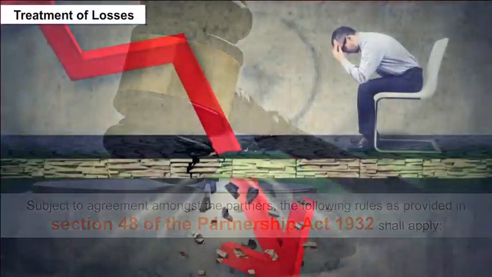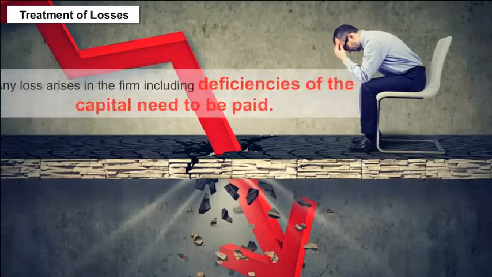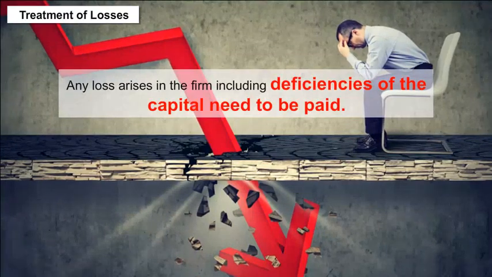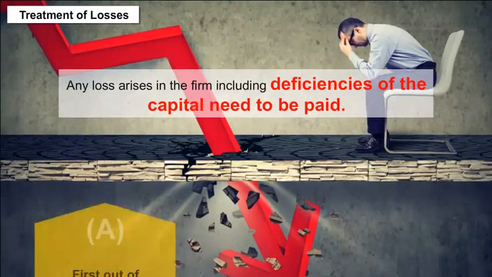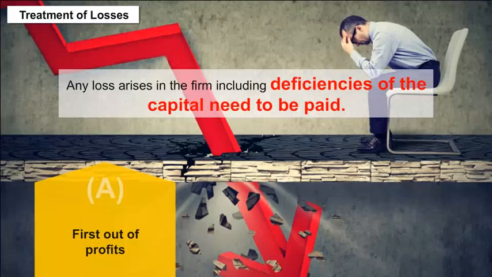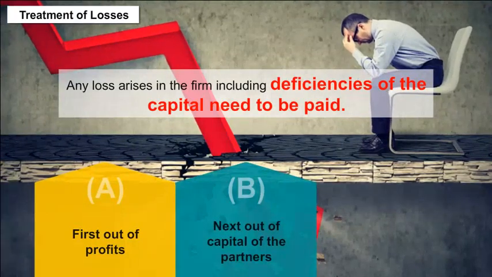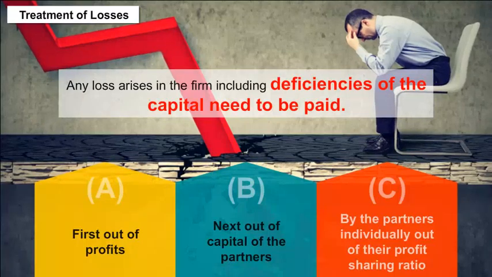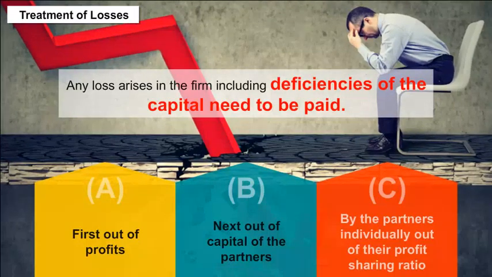A. Treatment of losses. Any loss that arises in the firm, including deficiencies of capital, needs to be paid: A. First out of profits. B. Next out of the capital of the partners. C. By the partners individually, in their profit-sharing ratio.